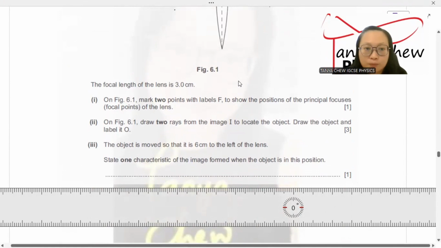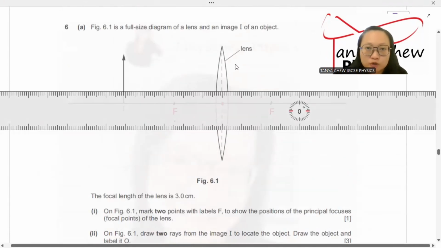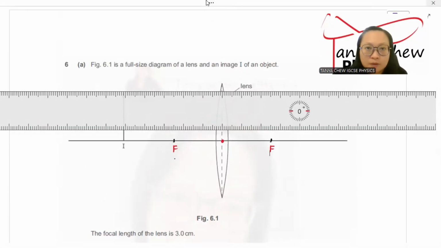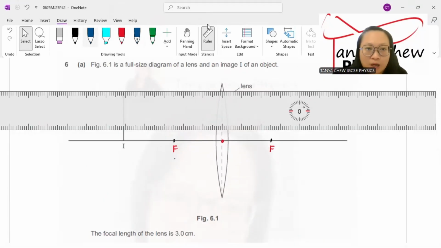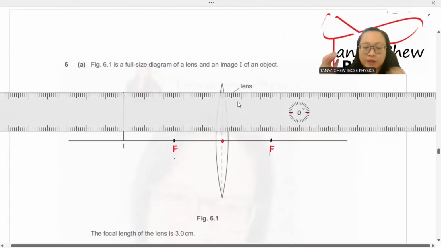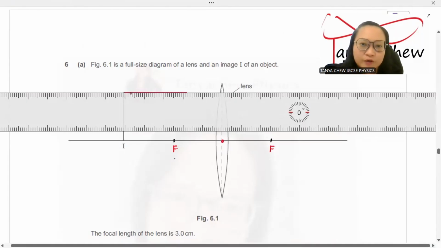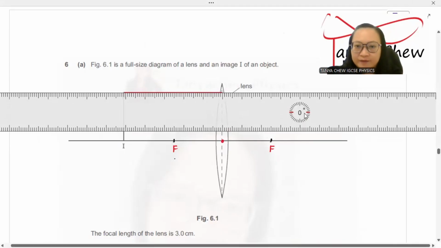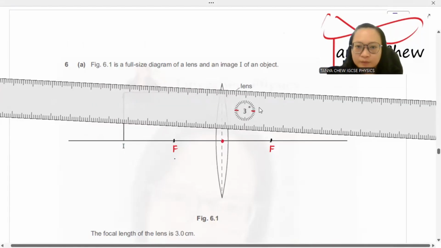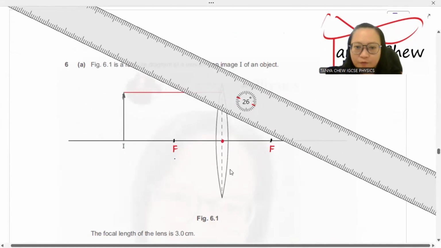Now, on fig 6.1, you have to draw 2 rays from the image to locate the object. Draw the object and label it O. Okay, this is the image. So I'm going to draw the object. I'm using blue color. First of all, remember, whether you draw from the image to object or object to the image, the difference is just the arrow of the ray. First one, any ray that is parallel to the principal axis would be refracted towards the principal focus. So I'm going to refract towards the principal focus.